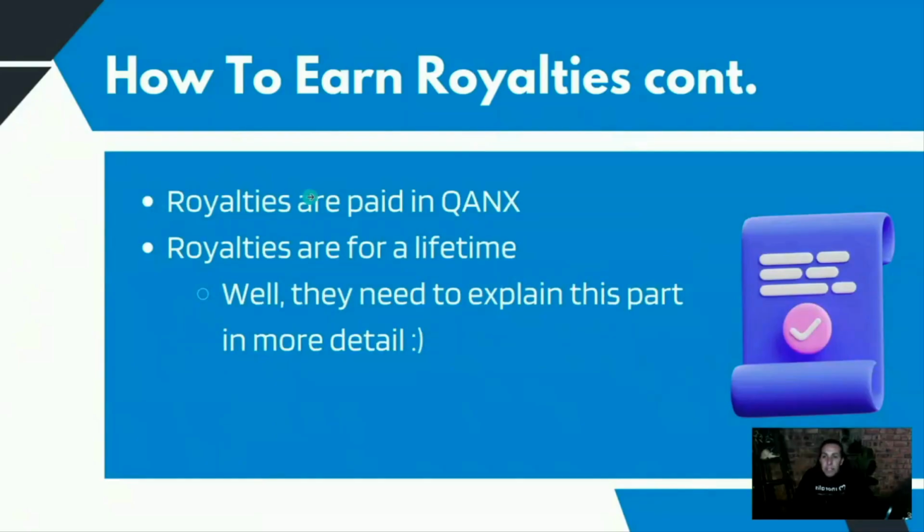So royalties are paid in QANX, right? It makes sense because you're working on the QAN platform. They don't go and pay you in fiat. They pay you back in that platform's technology token. All you do is go to something like Uniswap and convert it into something else. And there are ways to convert that into fiat currency if you want. Otherwise, you just get it back in QANX. And then they say royalties are for a lifetime. All right, so obviously it will be the lifespan of their platform, as long as it runs.